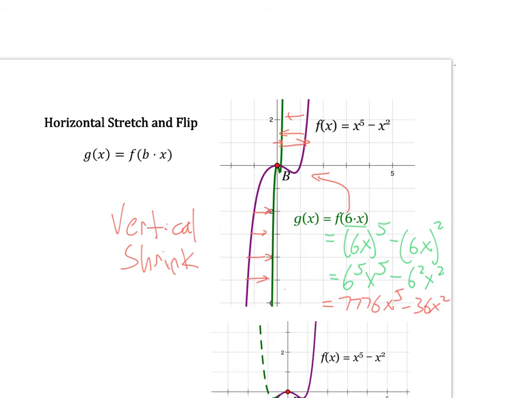if we have something like h of x equals f of 1/6 x. If we put 1/6 x where every x is, it's going to be stretched, something like this. Okay, it's going to stretch out real wide like that. So everything's going to move 6 times farther away from the x-axis.